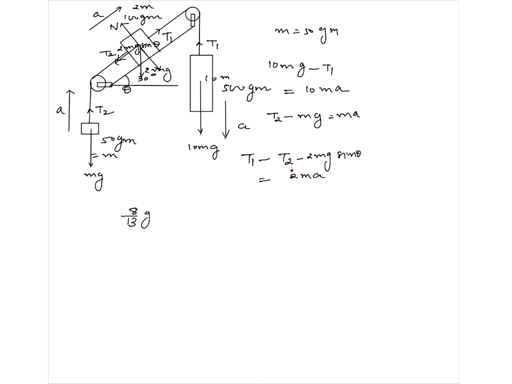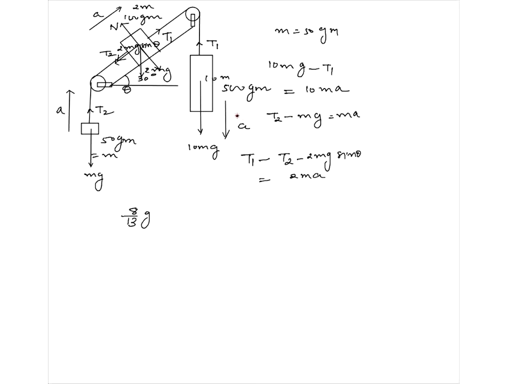And finally this fellow, which is accelerating up, the net force in upward direction T2 minus mg, that net force must be equal to mass times acceleration. This equation has got two variables. Three variables, three equations. I don't think you should have any problem in solving for A.